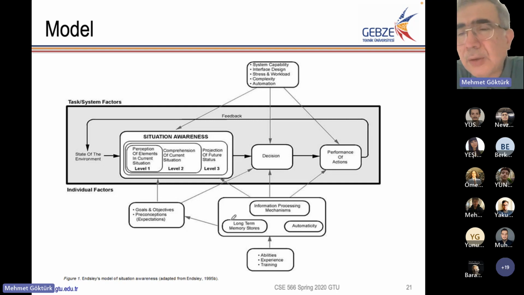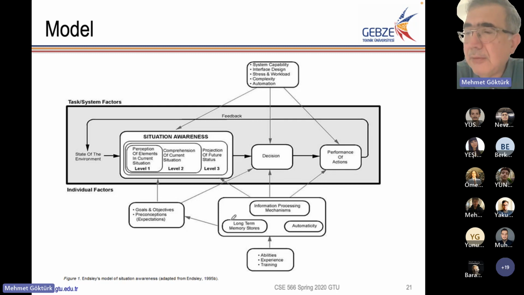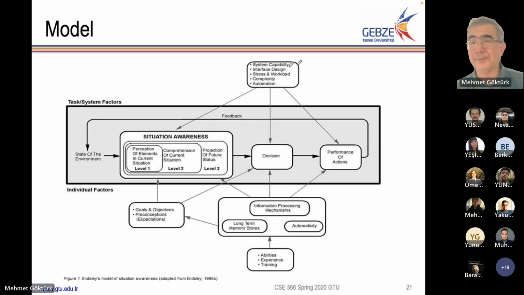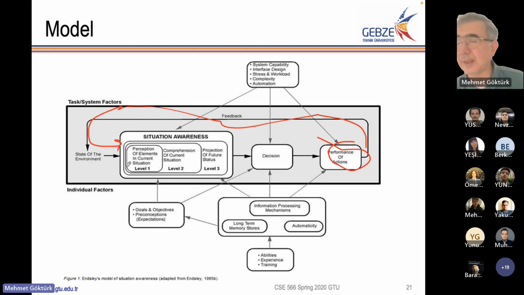Situation awareness in command and control is more related to our focus. So here we have the 3 levels of situation awareness by Endsley. One is perception, then comprehension, then projection. If we have all the levels in place, then we make decisions, and the results of these actions are perceived, recognized, and processed again. So it's a kind of loop.